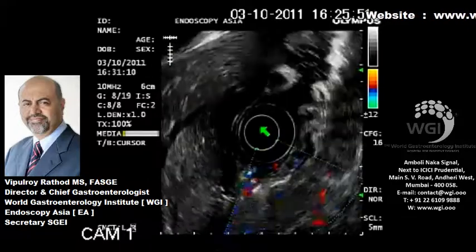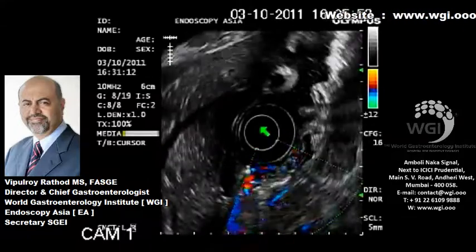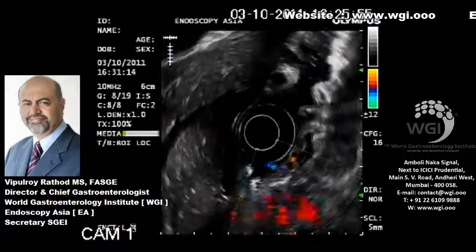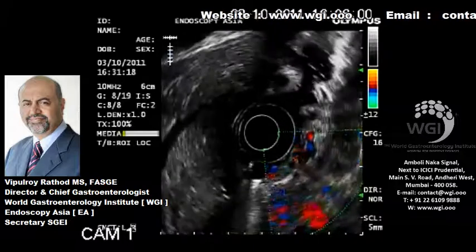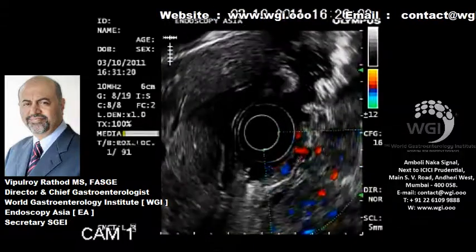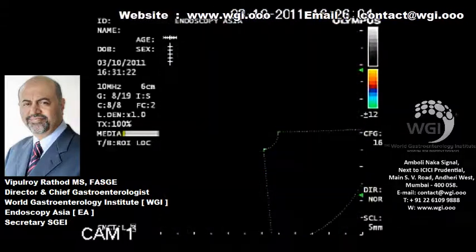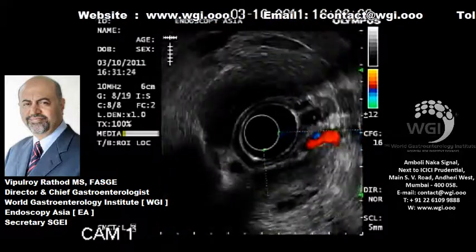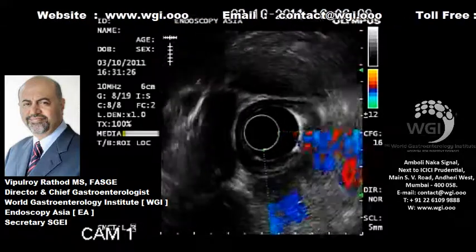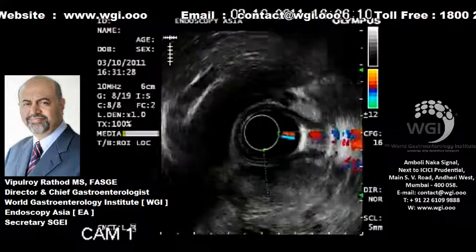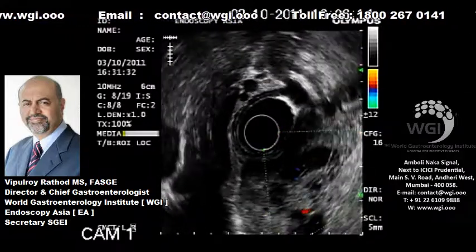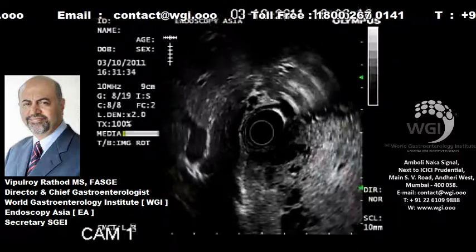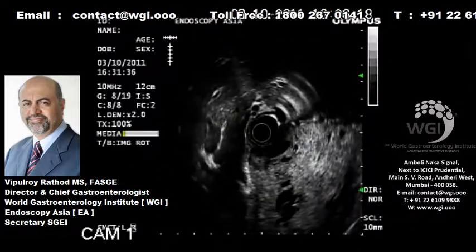They will light up on color Doppler. You can see here. They are within the walls, so endoscopic ultrasound sometimes can be used to pick up portal hypertension as well. And we need to definitely rule out a mass in the pancreas here rather than a gastric lesion, because we have seen the layers of the stomach.